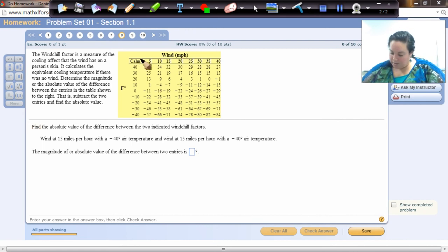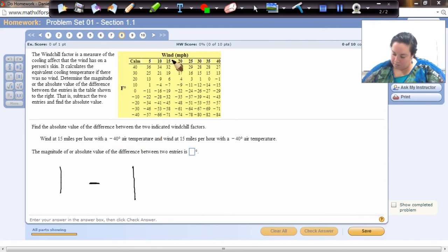We have a table. These are different temperatures, 0 degrees Fahrenheit, all the way up to 40 and all the way down to -40. And these are wind speeds in miles per hour. And this chart gives us the wind chill information. Find the absolute value of the difference between the two indicated wind chill factors. So absolute value looks like this. Difference tells us subtraction. So what are we subtracting? Wind at 15 miles per hour with a -40 air temperature.